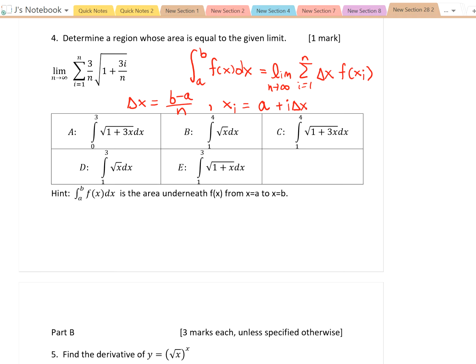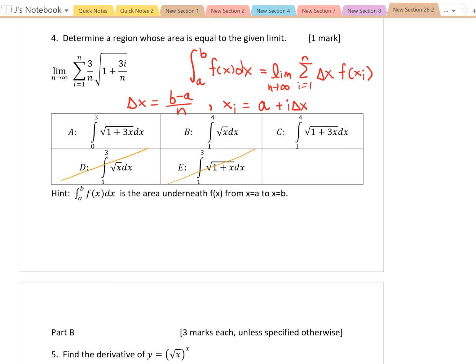Okay, so we're looking at all these, and as usual with these kinds of multiple choice questions, they all look connected, they all look reasonable. There's a few that we can exclude right away. For example, we can exclude D immediately, because its delta x would be 3 minus 1 over n, that would be 2 over n, and we have a 3 over n inside of our expression, so D is gone. Likewise, E is gone for the same reason. Delta x is wrong.